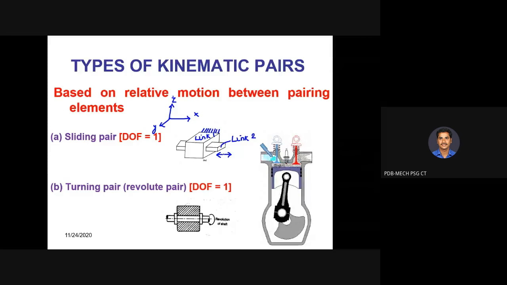So how many degrees of freedom this sliding pair is having? 1, sir. Only one. Rotation, எந்த rotation கொடுக்க முடியாது, வேற எந்த translation கொடுக்க முடியாது. It is constrained in such a way that it is having only 1 degrees of freedom. So please try to understand that sliding pair is having only 1 degrees of freedom. So that's what it is mentioned here. Okay. Now you consider the second pair, that is turning or revolute pair.